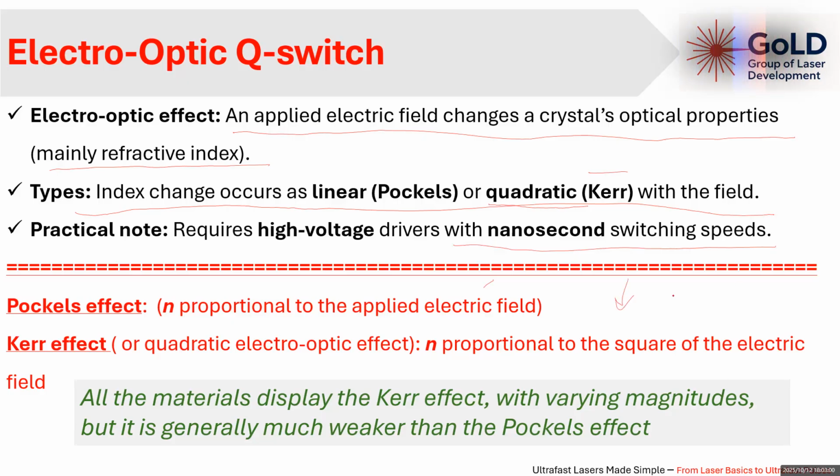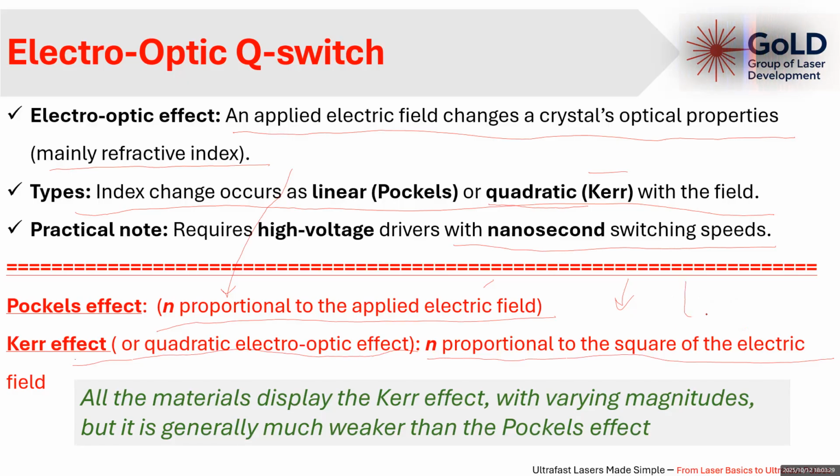Now below this red line, the same points are mentioned here: the refractive index change is proportional to the applied electric field. This is the Pockels effect. And the Kerr effect, also called the quadratic electro-optic effect, is proportional to the square of the electric field.